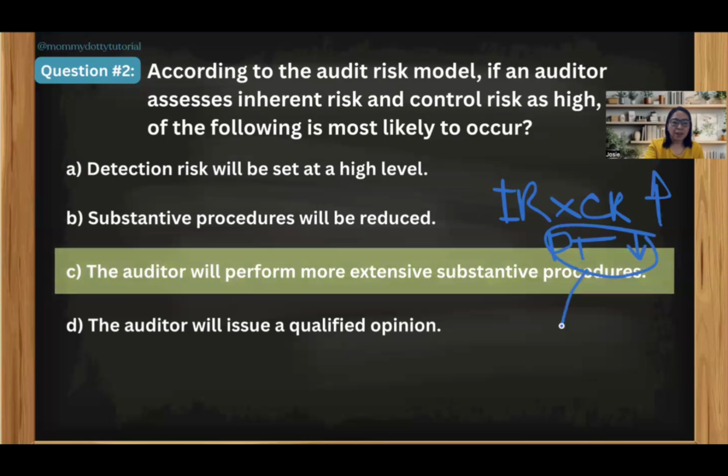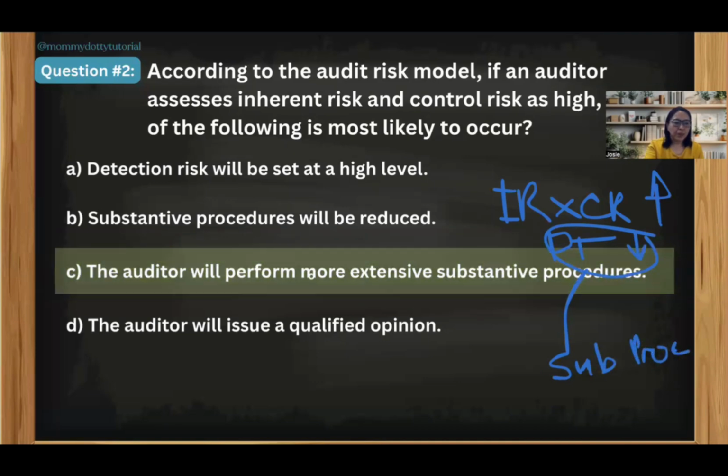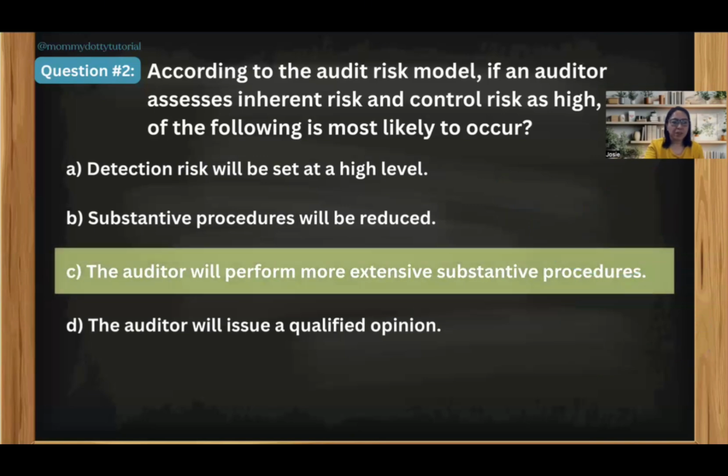You do substantive procedures. So ito yun. Auditor will perform more extensive substantive procedures. So you do more of this para mapababa tong si detection risk. Okay? Now let's go to the next question.